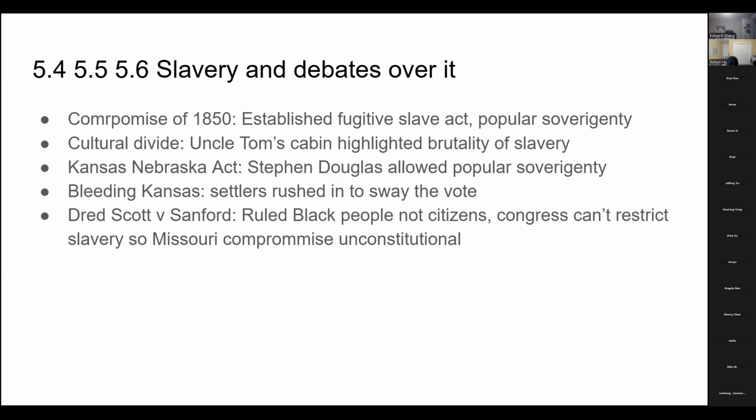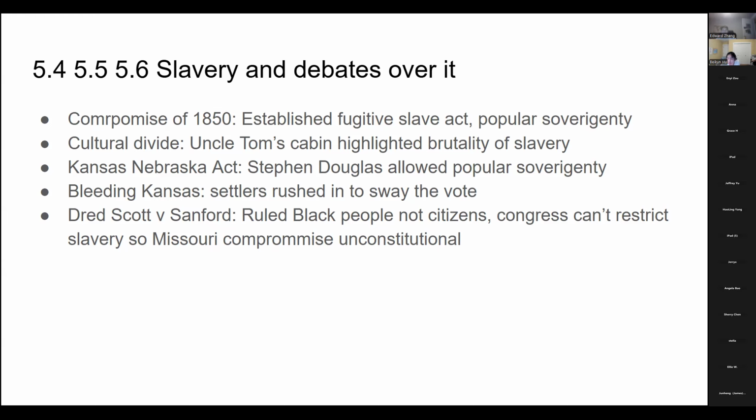They ultimately agreed to allow popular sovereignty to determine if the new territories would be slave states or not. Oh yeah, and popular sovereignty was just allowing the people to vote for it to be a slave state or a free state. So Bleeding Kansas was what resulted from this. And you can tell from the name, right? Bleeding, there was a lot of lives lost.